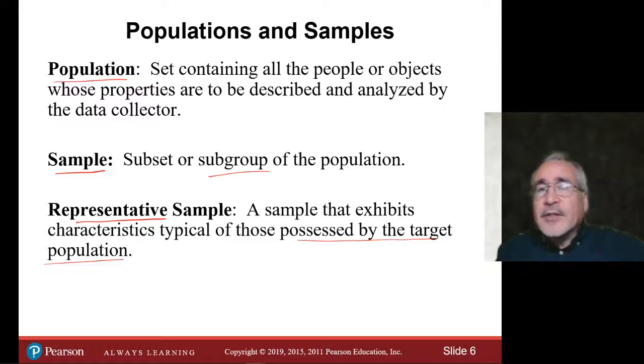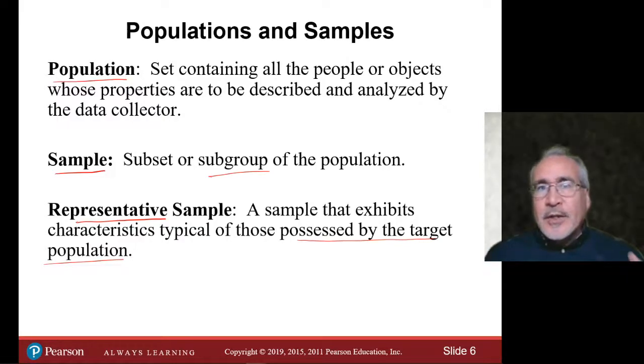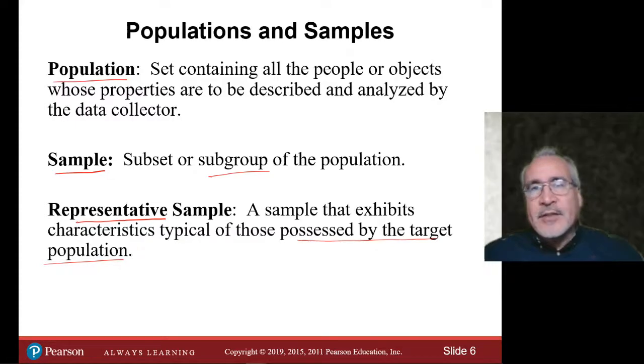Now, if our population is all fifth graders, then our sample should be all fifth graders. However, if our population is a grade school from first to sixth, we should have a representative number of students in our sample that come from each of the grades.